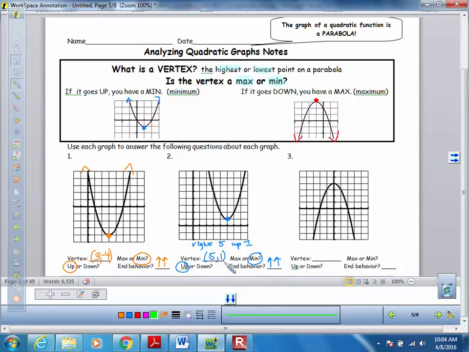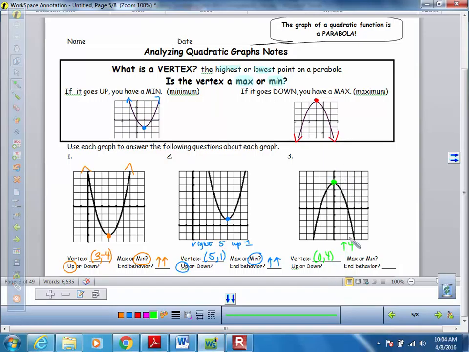Okay, Tyler, in number 3, can you tell me what you would do to get to the vertex of this parabola? You would what? 0, 4. So I would go up 4, but I don't have to go right or left. So you said that's 0. So we only went up 4. So that's 0, 4.